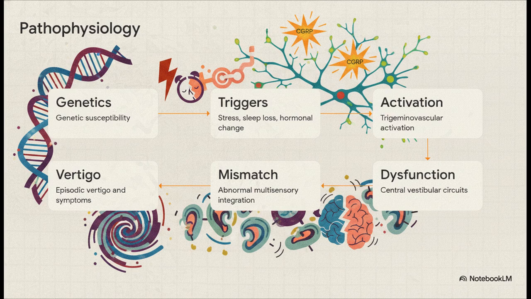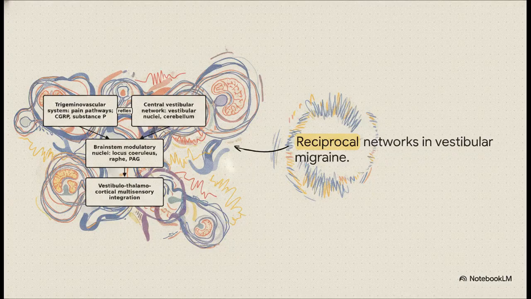This leads directly to trigeminal-vascular activation, which releases vasoactive neuropeptides, specifically calcitonin gene-related peptide, or CGRP. This chemical surge disrupts your central vestibular circuits, creating this chaotic, multisensory integration mismatch. And the final result for the patient? Episodic vertigo.